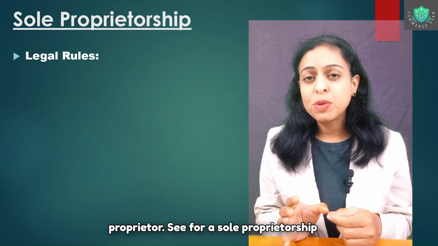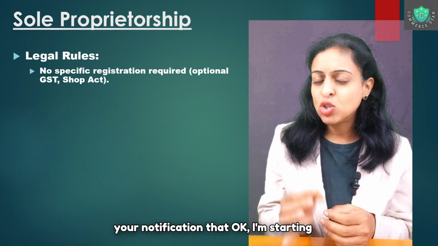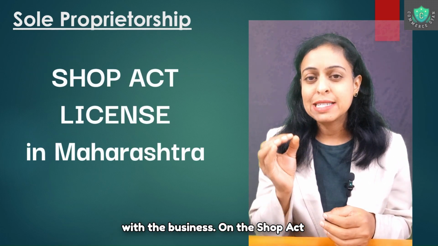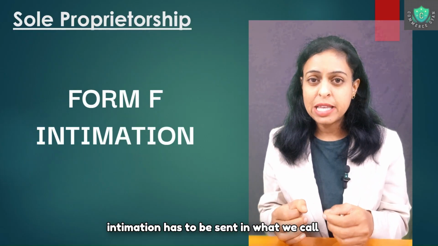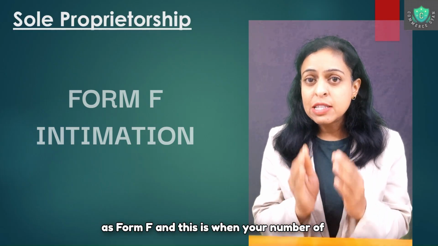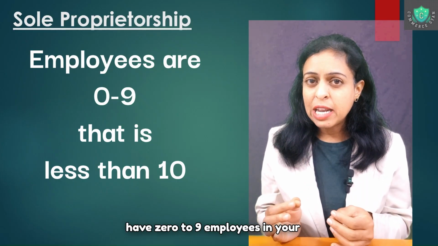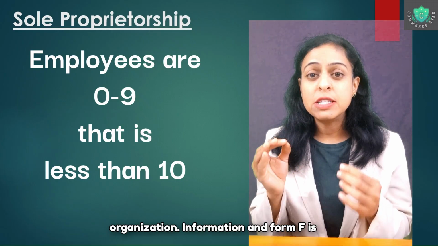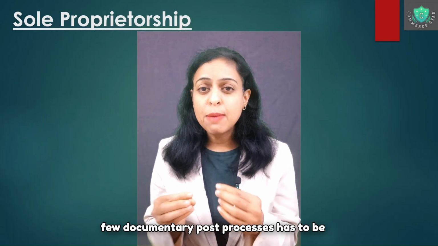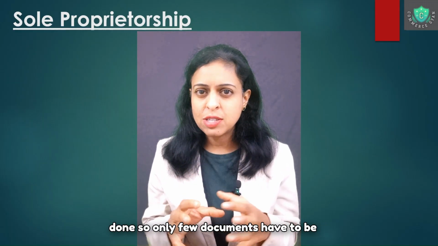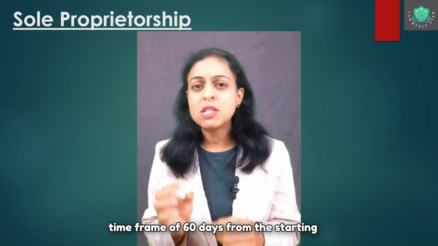For a sole proprietorship concern, the government has made it very easy, with the simple formality of just putting in a notification that, okay, I'm starting a business, on the Shop Act license. You don't need a full-fledged license, but intimation has to be sent in what we call Form F. This is when your number of employees is less than 10. If you have 0 to 9 employees in your organization, intimation in Form F is sufficient, and this can be filed online in a few steps, with only a few documents to be submitted. This has to be done within 60 days from the starting of your business.